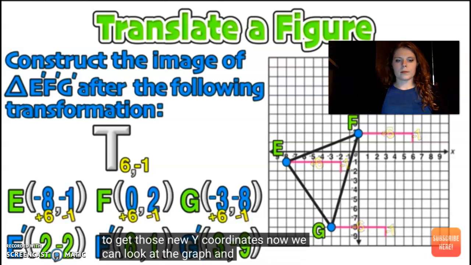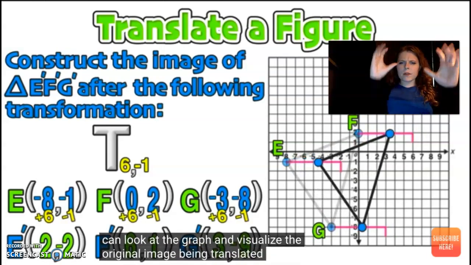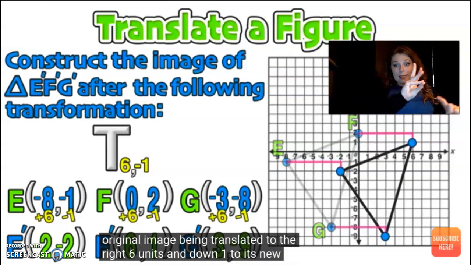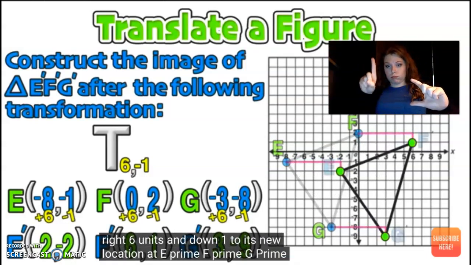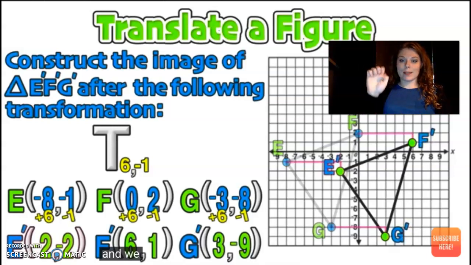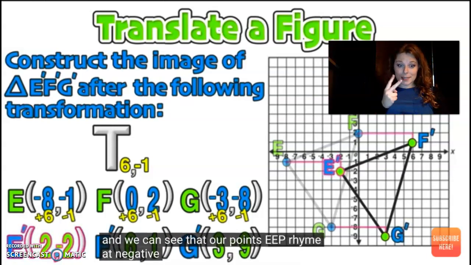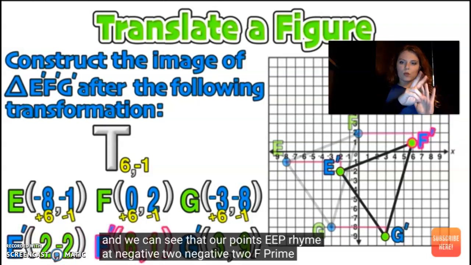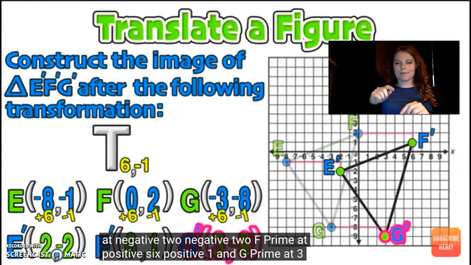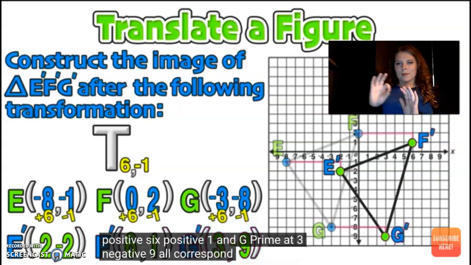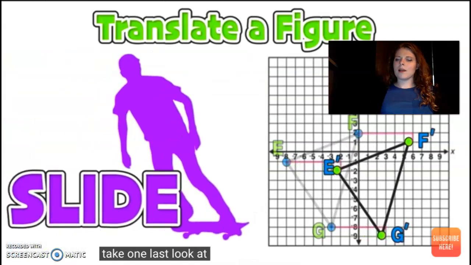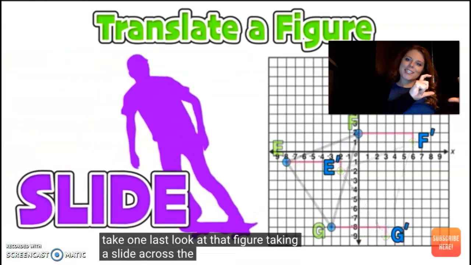Now we can look at the graph and visualize the original image being translated to the right 6 units and down 1 to its new location at E prime, F prime, G prime. And we can see that our points E prime at -2, -2, F prime at +6, +1, and G prime at 3, -9 all correspond. And we can take one last look at that figure, taking a slide across the coordinate plane.